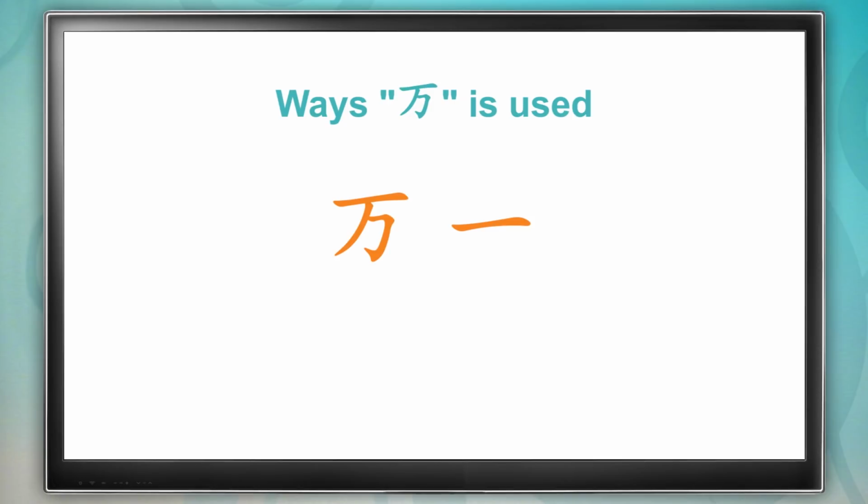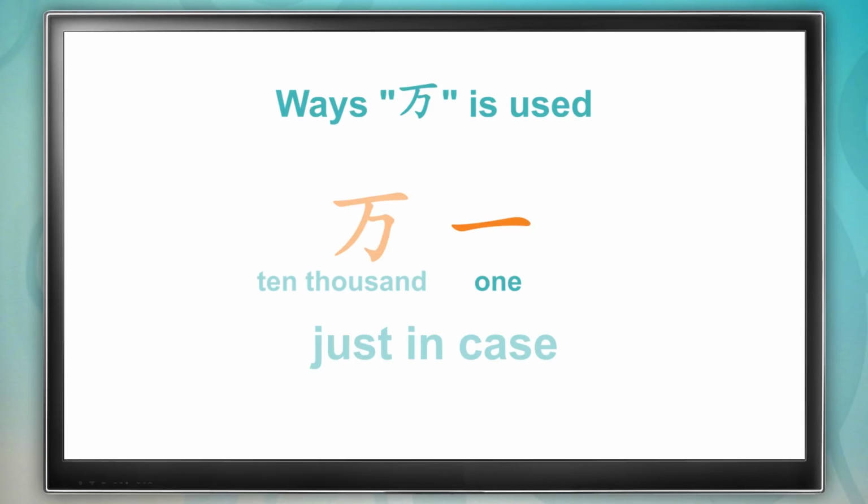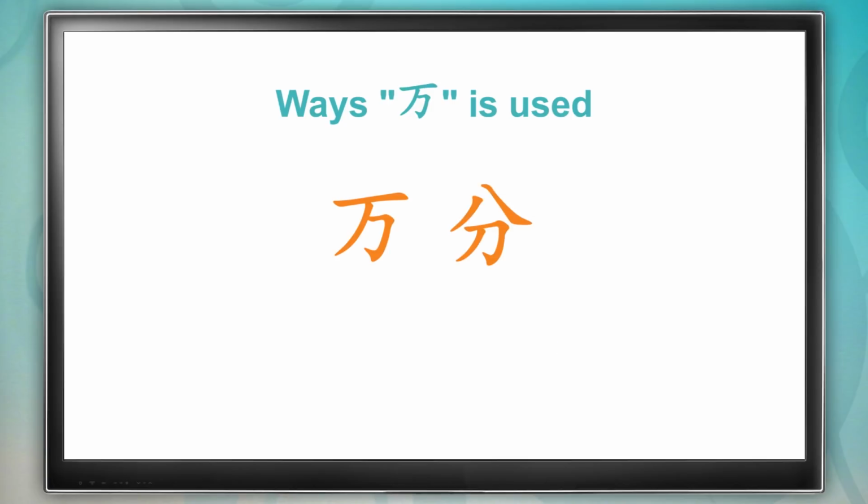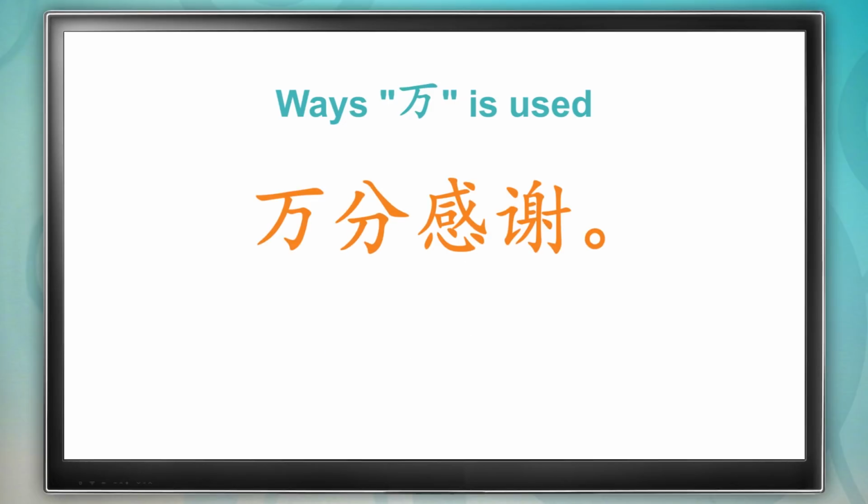Good. This word means just in case. The word literally breaks down to 万, 10,000, and 一, 1. 1 out of 10,000 is pretty small odds, but just in case, it's still good to be careful. Let's look at one last word for 万. Read it out loud with me. 万分. This phrase means extremely. You can use 万分 in 万分感谢, which is a very formal way of saying thank you.